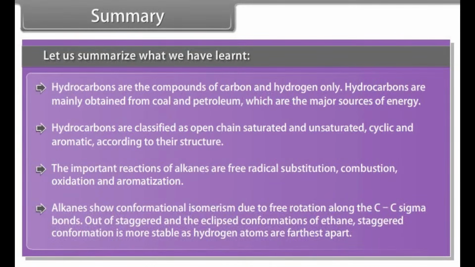Alkanes show conformational isomerism due to free rotation along the C-C sigma bonds, out of staggered and eclipsed conformations of ethane. The staggered conformation is more stable as hydrogen atoms are farthest apart.